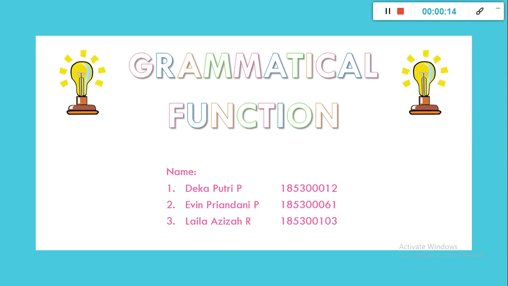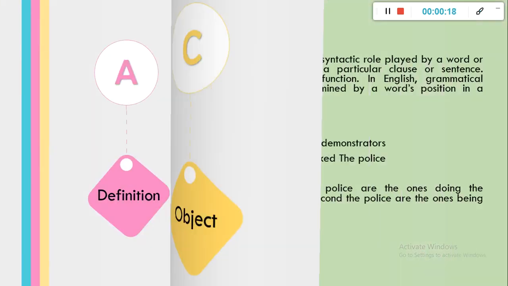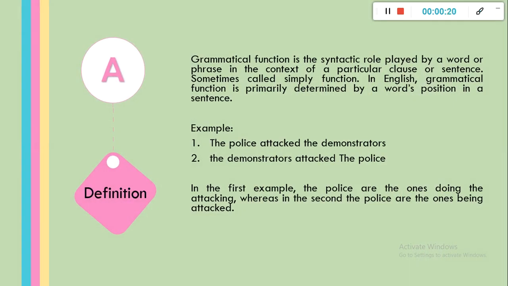Today I'm gonna explain about grammatical function. The first is definition. Grammatical function is the syntactic role played by a word or phrase in the context of a particular clause or sentence, sometimes called simple function. In English, grammatical function is primarily determined by a word's position in a sentence.